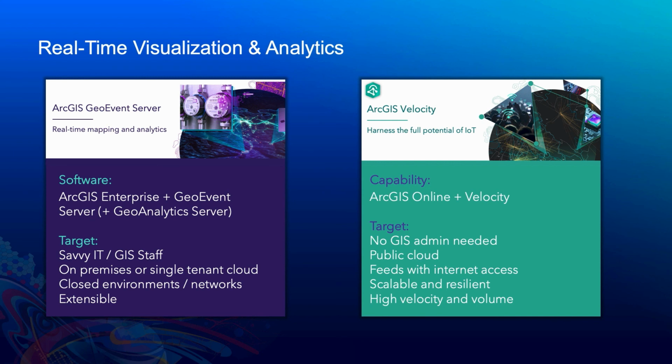Velocity runs in a secure but public cloud infrastructure, so it supports feeds over the internet. And because the architecture is designed from the ground up to be cloud native, it can provide far greater scalability and resiliency over traditional software options, supporting higher velocities and volumes of data than what's available with GeoEvent Server. Both products have full end-to-end control, providing solutions for your real-time visualization and analytic needs. It just comes down to what other deployment requirements you might need to consider.